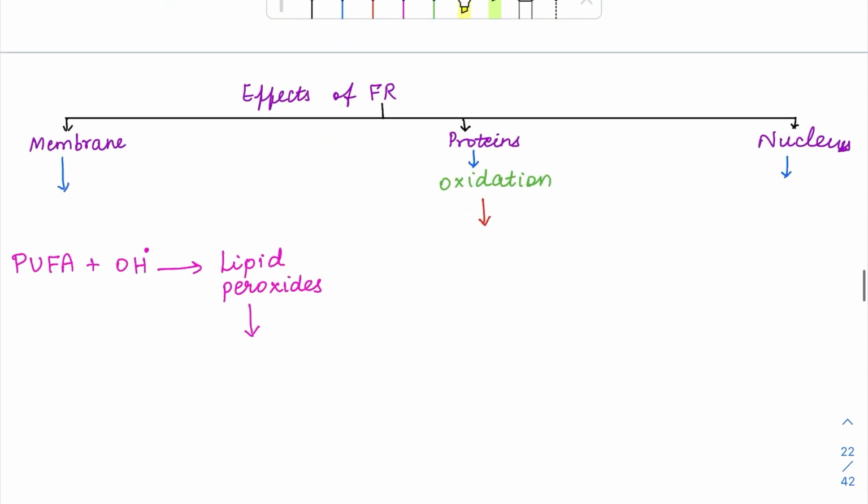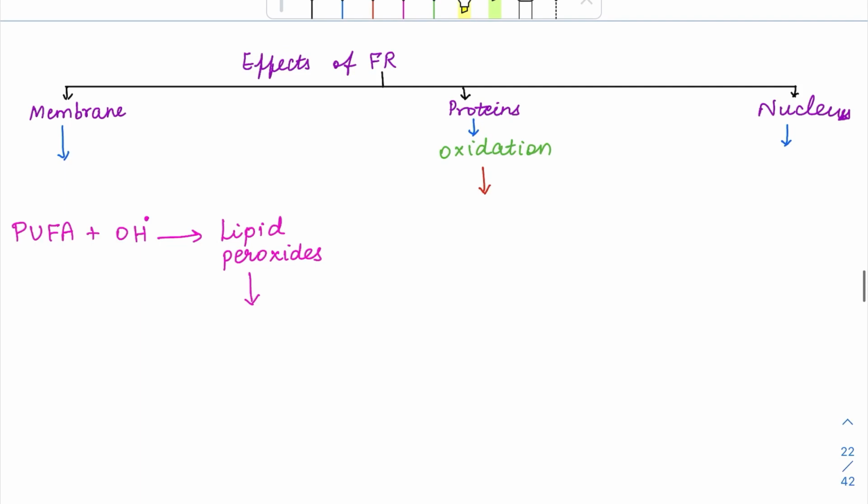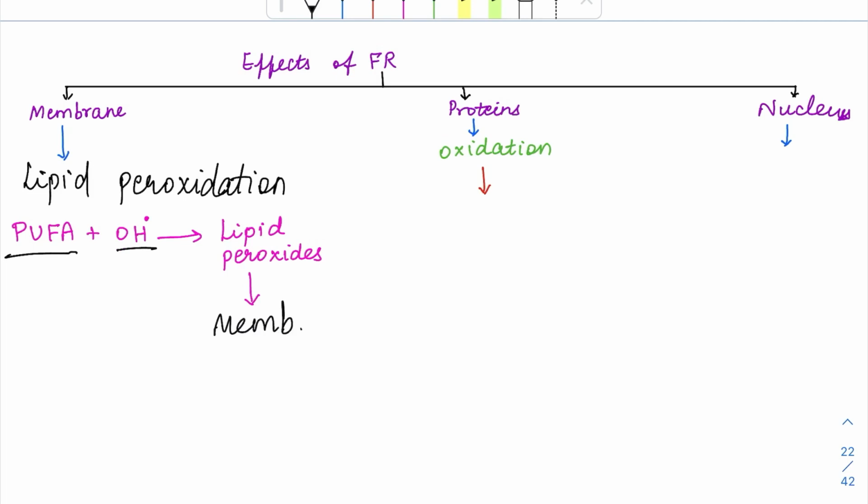The effects of free radicals are that they can affect the membrane, proteins and the nucleus of the cell. In the membrane, it is going to cause lipid peroxidation. Phospholipids are present on the cell membrane, right? These free radicals will go and react with these phospholipids present on the cell membrane and cause the formation of lipid peroxides. PUFA is polyunsaturated fatty acid present on the cell membrane. Reacting with this hydroxyl ion, it is going to form lipid peroxides, and these lipid peroxides will in turn cause membrane damage, because lipid peroxides are not normal components, right? So the membrane now will be damaged by these lipid peroxides.